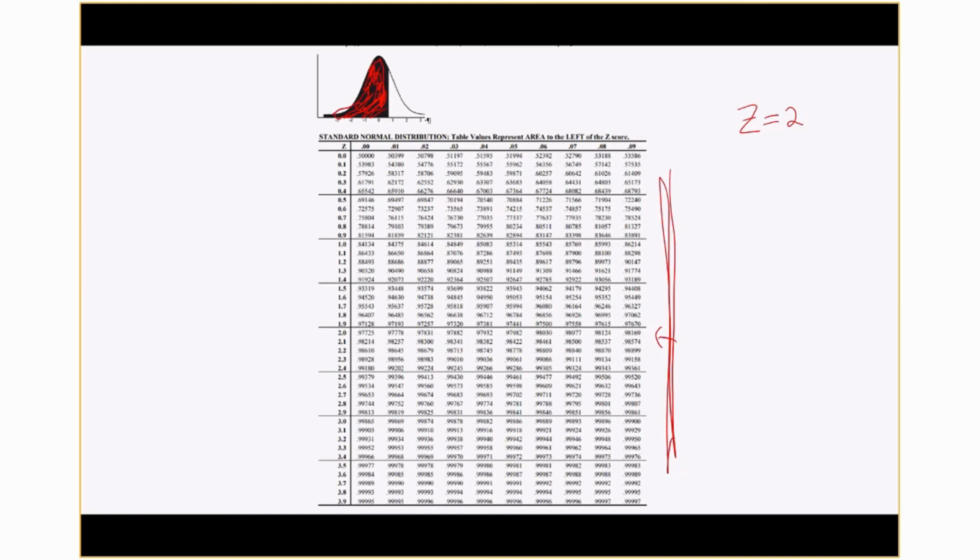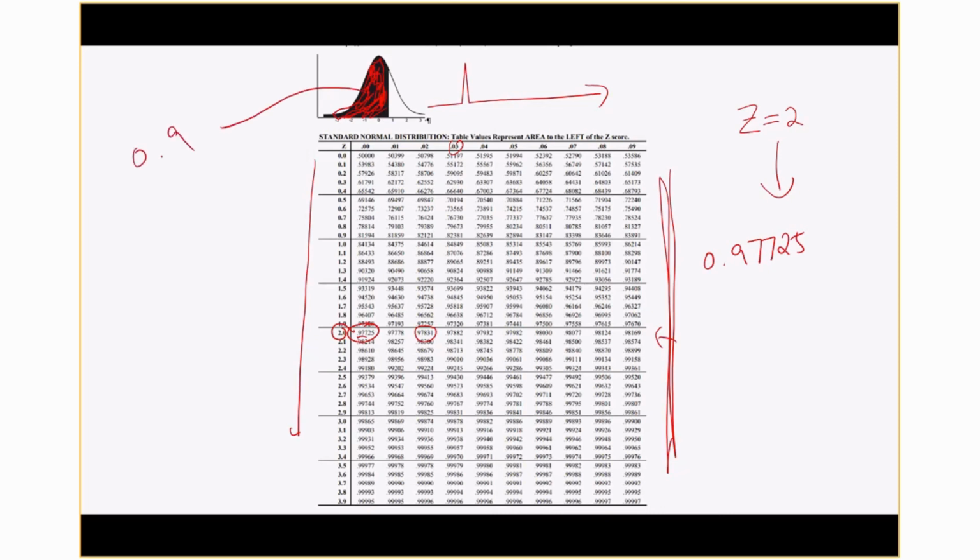So the way the Z table works is that the first digit's shown here and the second digit's shown here. So we want a 2. There's a 2.0 there. This would be 2.03 there. So for a 2.0, you can see that 0.97725 would be the proportion here, and the remainder would be out there.